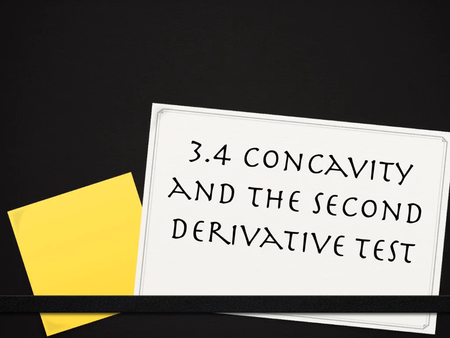Section 3.4 is going to go a little bit further down the rabbit hole of derivatives. We're going to talk about concavity and the second derivative test. You have talked about concavity probably before. Do you remember where you might have heard it outside of a calculus environment if you've already had calculus?